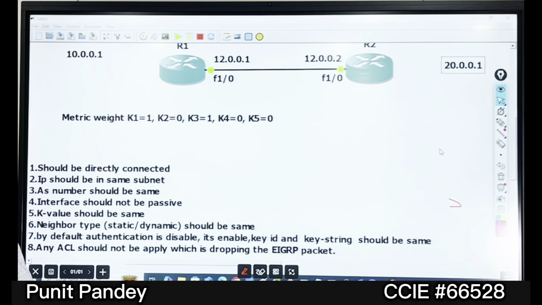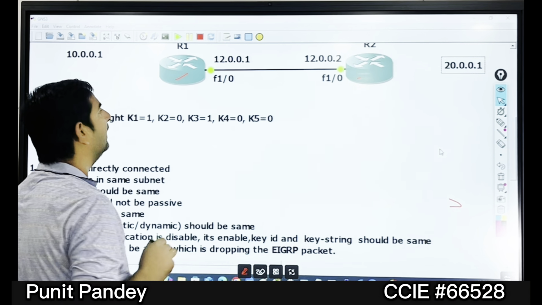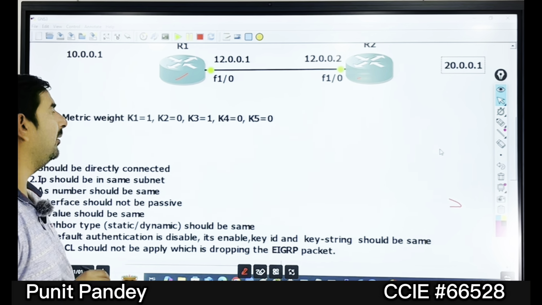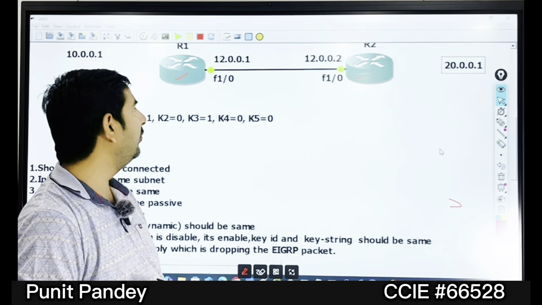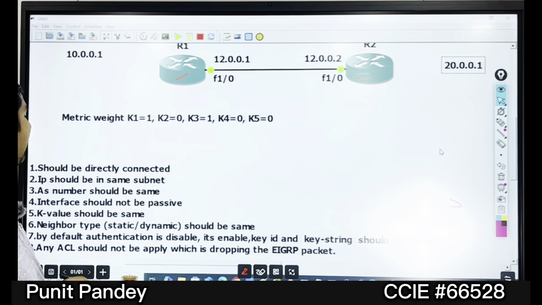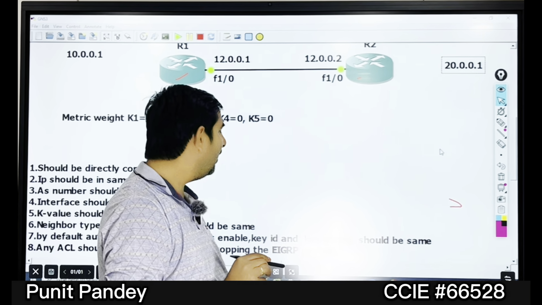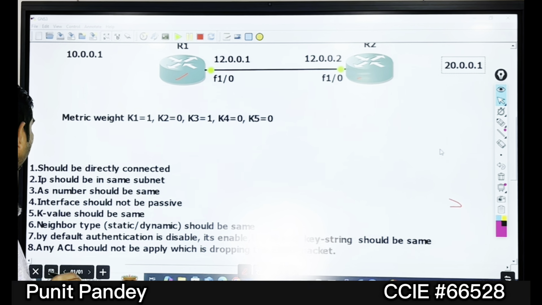The question is: there are two routers, R1 and R2. Both are directly connected, but the EIGRP neighborship is not coming up. So what parameters do you need to check? To form the EIGRP neighborship, we have some conditions that we have to check. If all the conditions match, the neighborship will be up. Otherwise, if any one of them fails, the neighborship will never come up.